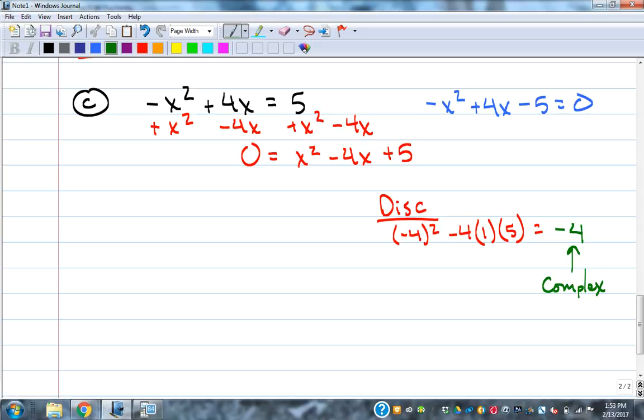Okay, so x equals negative b plus or minus radical b squared minus 4ac divided by 2a.